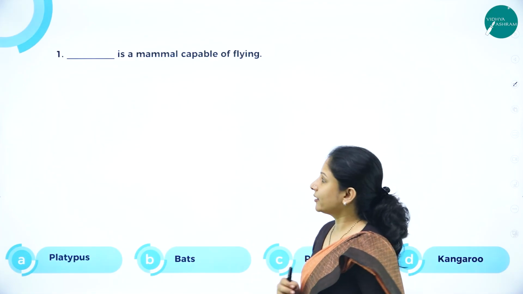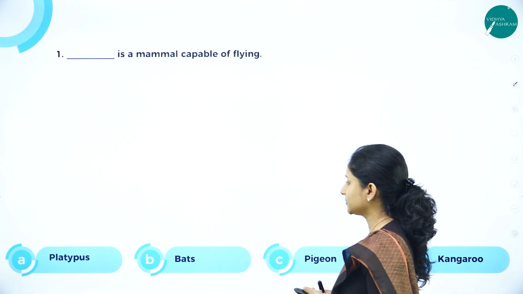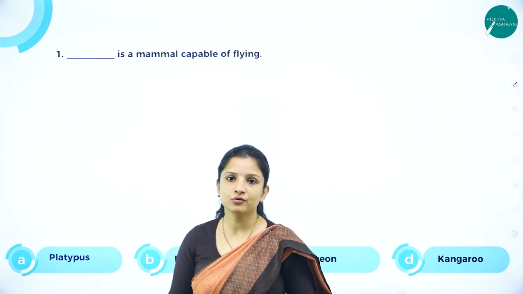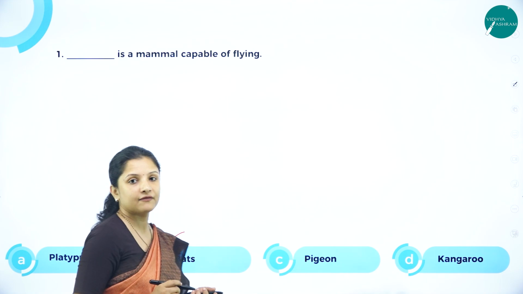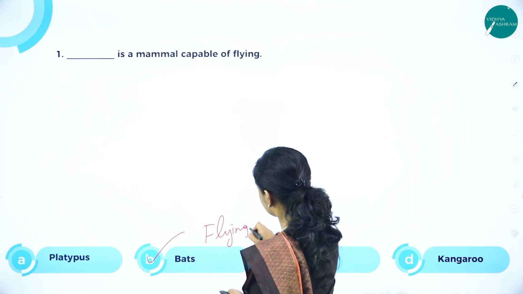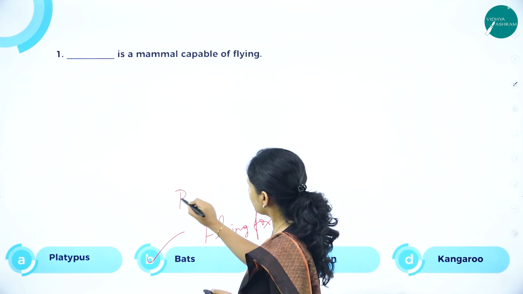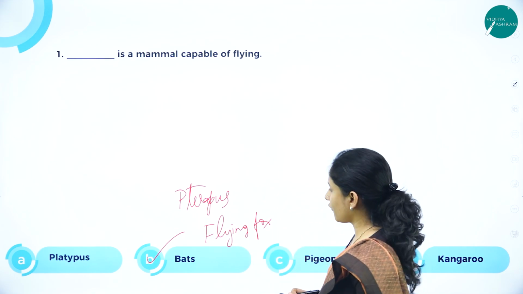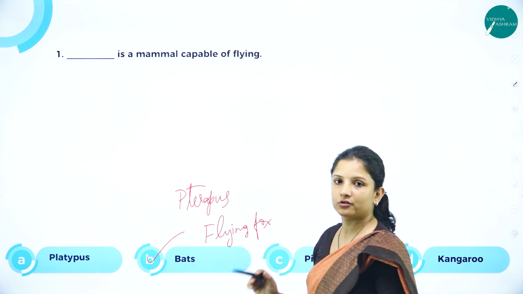We shall move into learning about the MCQs under this. Dash is a mammal capable of flying. Platypus, bats, pigeon, kangaroo. Platypus is the oviparous mammal. Kangaroo, they do not fly. Bats is the right option here, or they can give the option as flying fox. Flying fox also can be given as the option, or Pteropus also can be given as the option, because Pteropus also means flying fox. So if Pteropus is given, then also it's correct. If flying fox is given, then also the answer is correct.